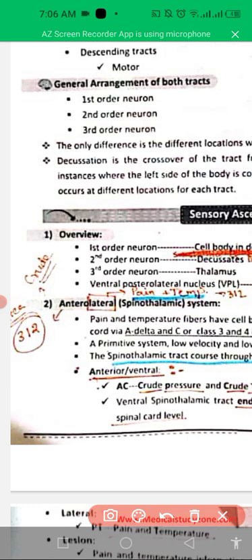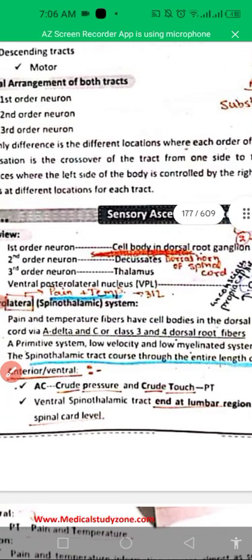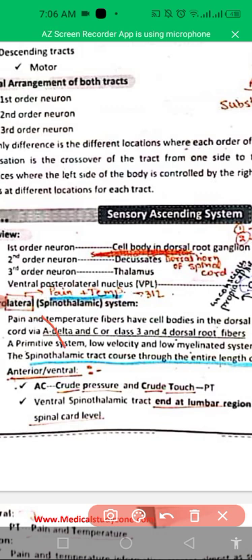Okay, now there is the anterolateral spinothalamic tract, which controls pain and temperature, and A-delta fibers, C fibers, and class 3 and 4 dorsal root fibers are there. They have a primitive system, low velocity, low myelination system. The spinothalamic tract goes through the entire length. Now we will be looking at the anterolateral, which controls pain and temperature.